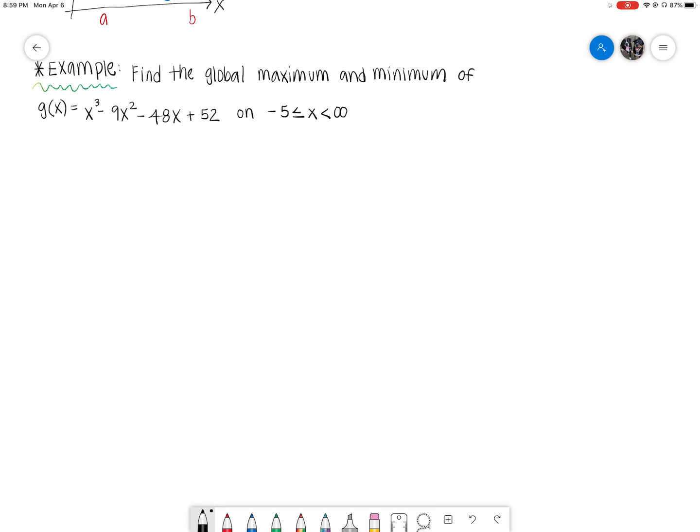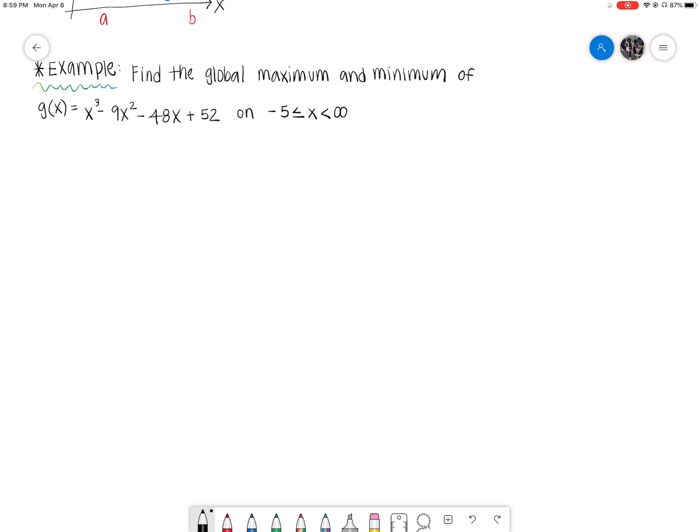Okay, so go ahead and pause this and try this on your own. We worked through an example. This one's pretty similar, just now we have that infinity on the right. But besides that, the process will be very similar to the first example. So go ahead and pause this, try it on your own, then see how you did compared to my answers.